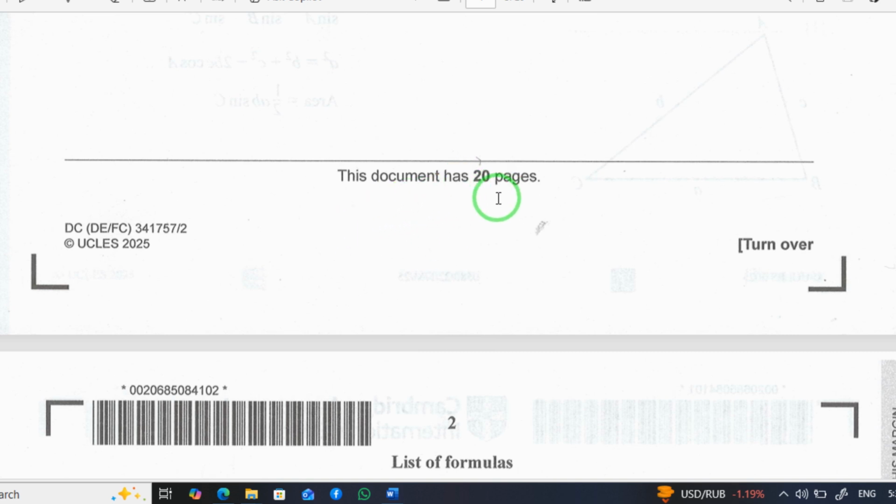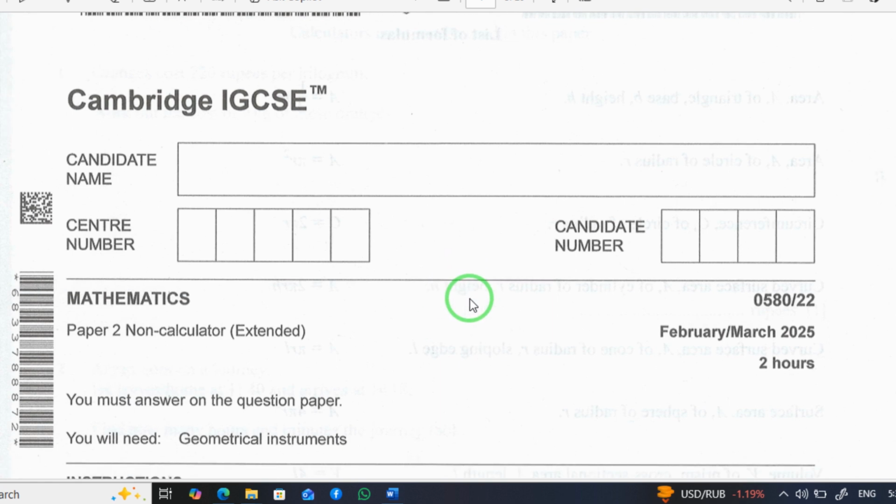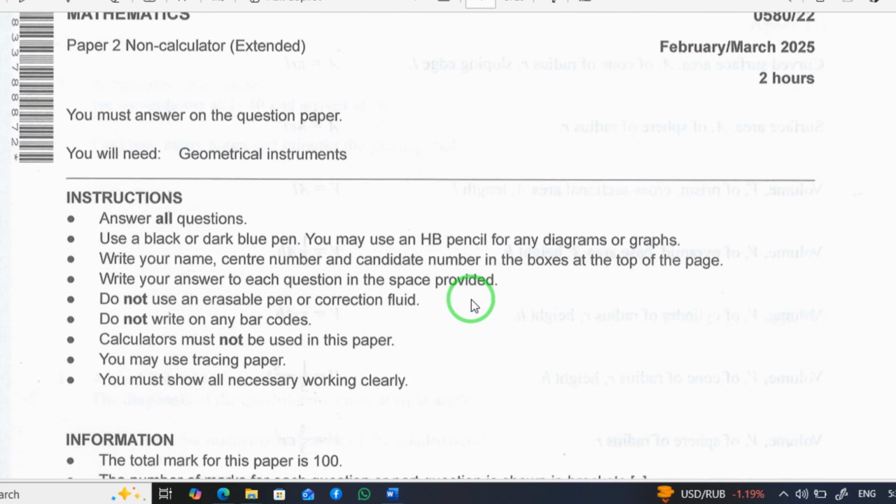This document has 20 pages. It takes around 2 hours. This is too long, so maybe it will be broken into 2 or 3 parts. So I try to solve the questions with all the needed details.